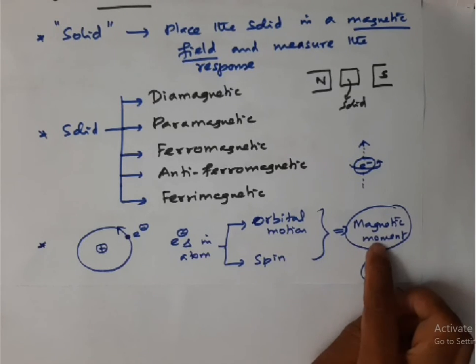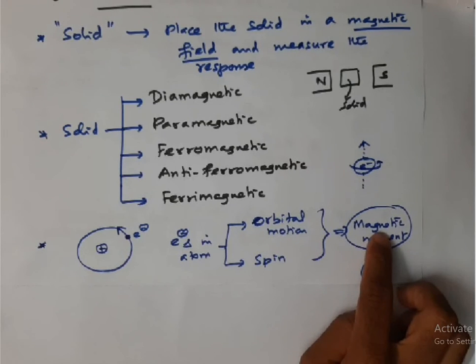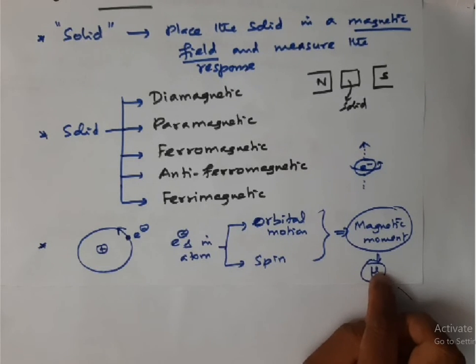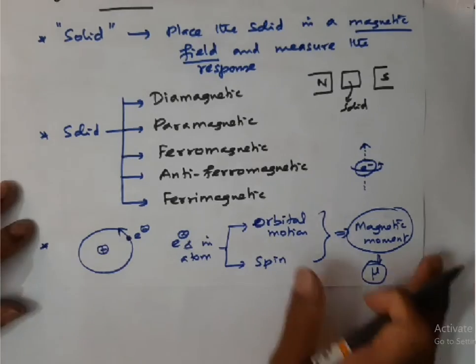To quantify the magnetic field, we use a term called magnetic moment, given the symbol mu. Students, listen carefully. The magnetic moment produced by the material or by the electron, if you take a single electron, the magnetic moment associated with a single electron is extremely low.